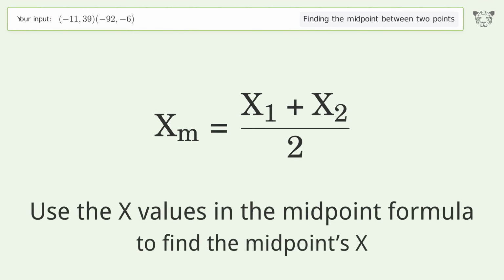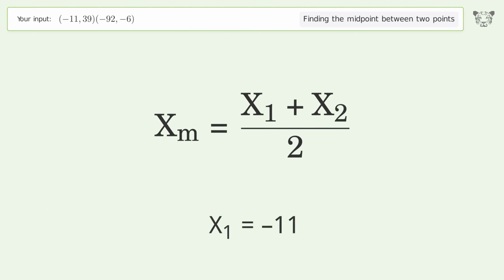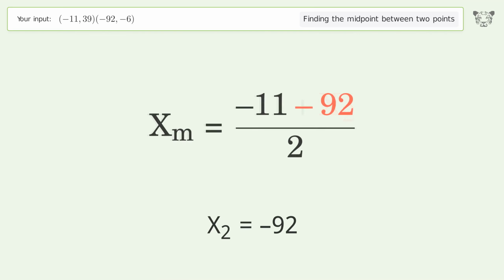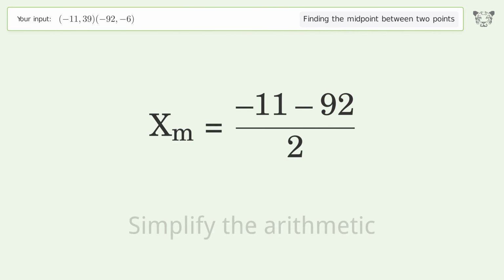Use the x values in the midpoint formula to find the midpoint's x. x1 equals negative 11. x2 equals negative 92. Simplify the arithmetic.